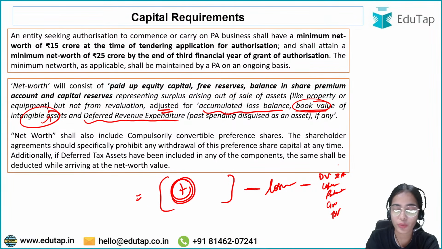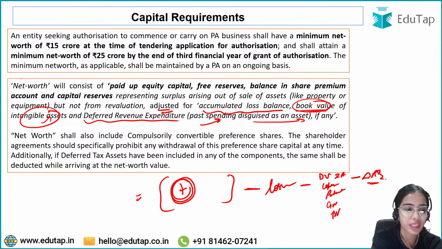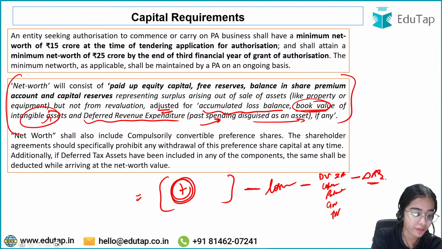Deduct the deferred revenue expenditure, that is the past spending disguised as an asset. So deduct that. Now this was the general definition of the net worth.